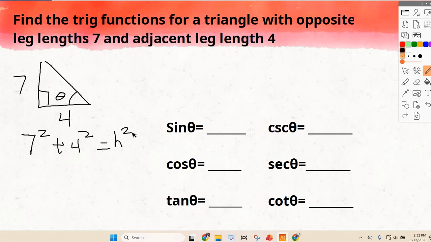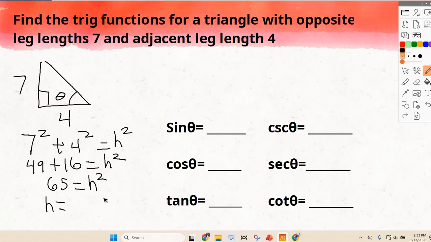So 7 squared gives us 49, plus 4 squared is 16. So what do we get there? 65. And then how do I solve for h? Square root it.